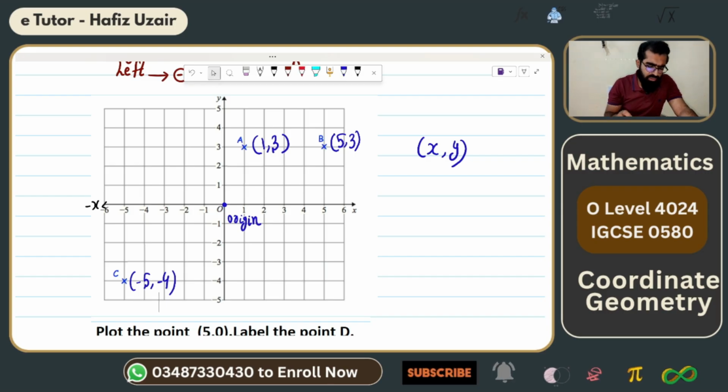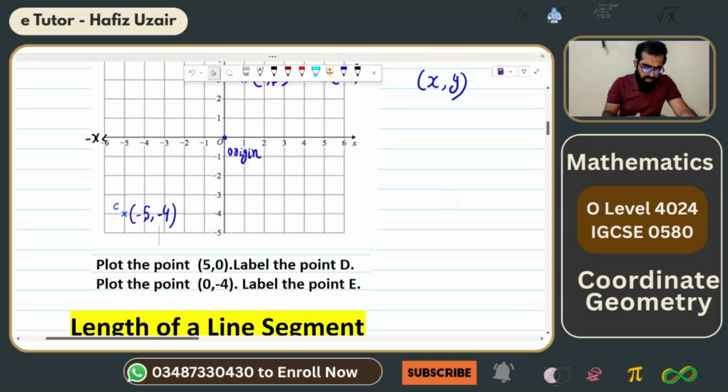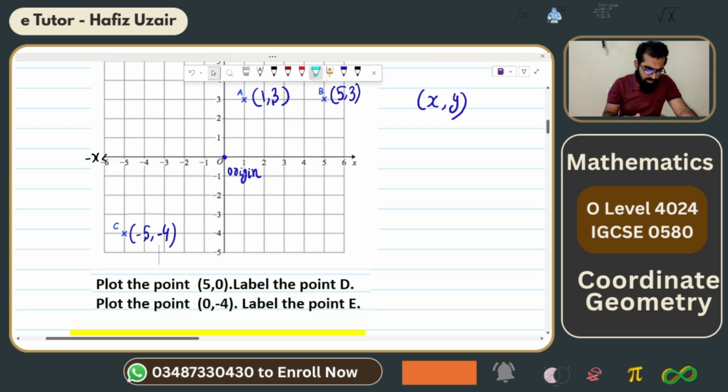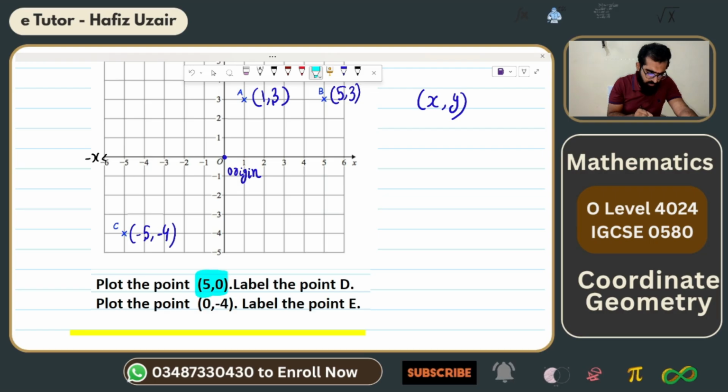Just write the coordinates, and then the examiner may ask you to plot some specific point. So here we need to plot the point (5, 0). This is the x value and this is the y value. What does it mean? From the origin we need to move 5 units on the x-axis. So we'll be moving 1 2 3 4 5 units on the x-axis. And how many units do we need to move on the y-axis? No units.